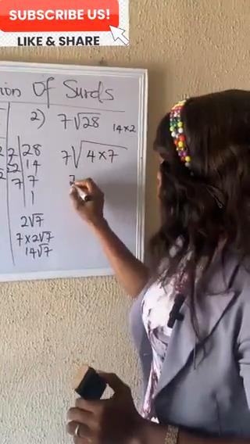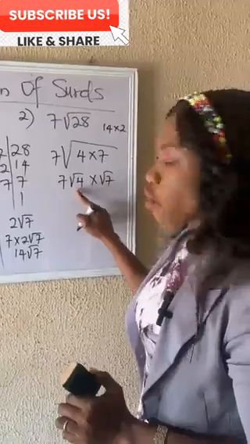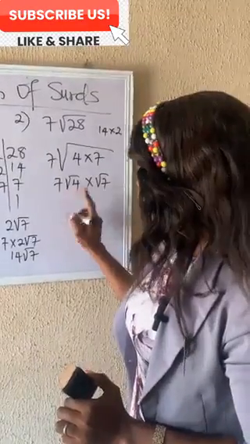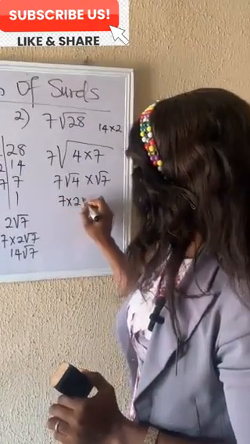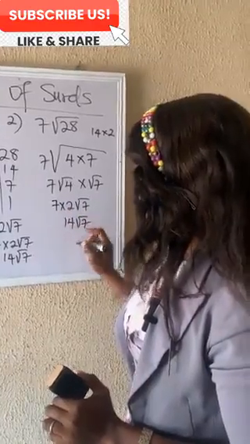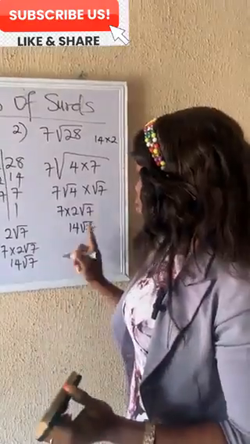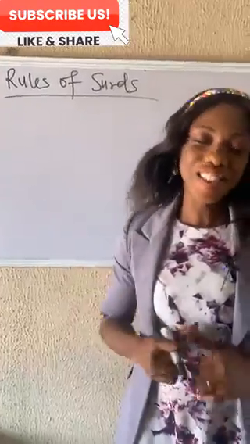So in that case, we have surd 4 times surd 7. What's the square root of 4? Square root of 4 is 2. So we have 7 times 2 surd 7. And 7 times 2 will give us 14 surd 7. So when you simplify 7 surd 28, it gives us 14 surd 7. I hope you are still there with us.